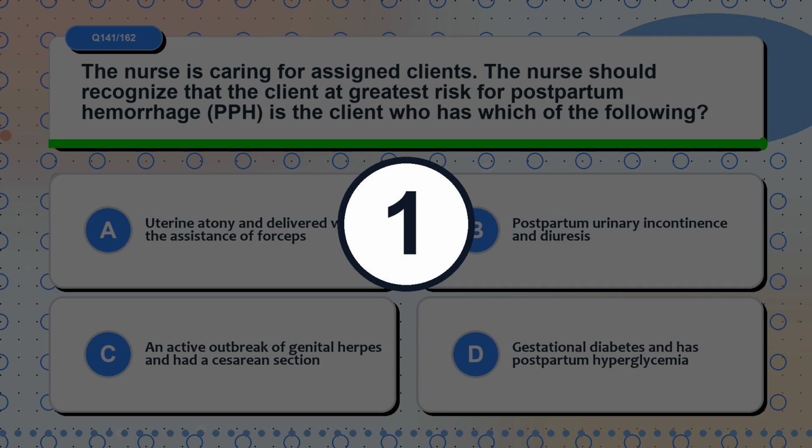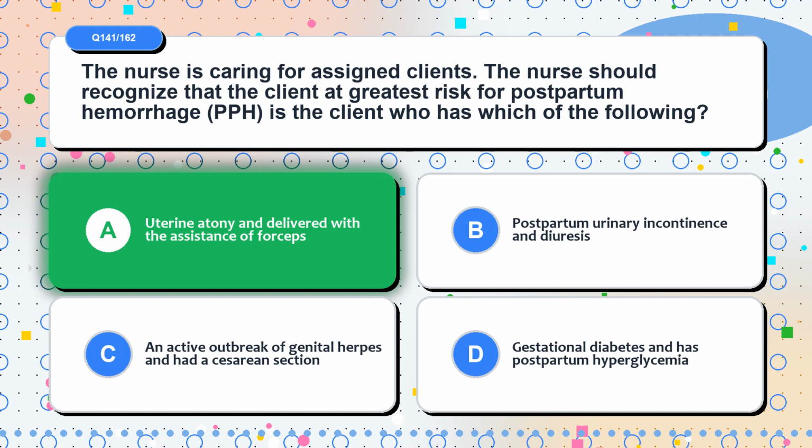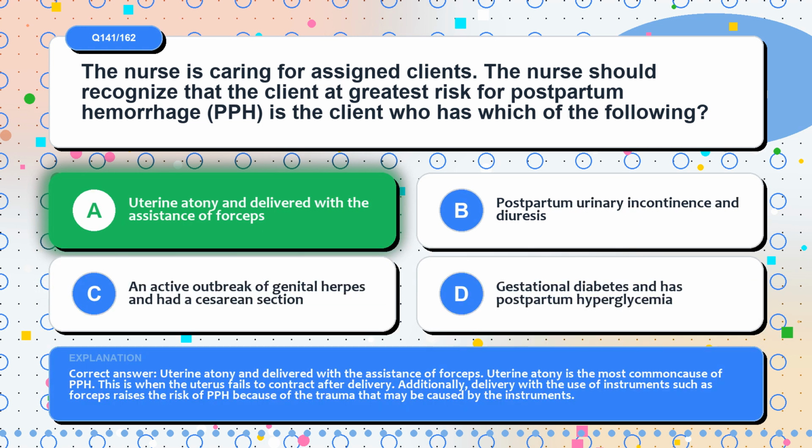The correct answer is option A, uterine atony and delivered with the assistance of forceps. Uterine atony is the most common cause of PPH. This is when the uterus fails to contract after delivery. Additionally, delivery with the use of instruments such as forceps raises the risk of PPH because of the trauma that may be caused by the instruments.